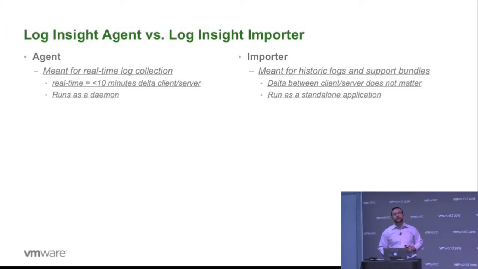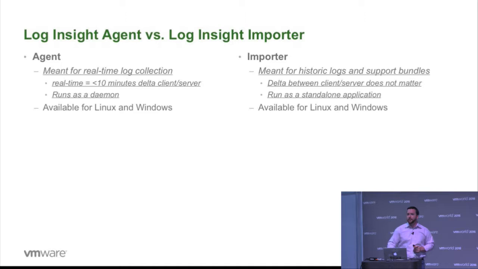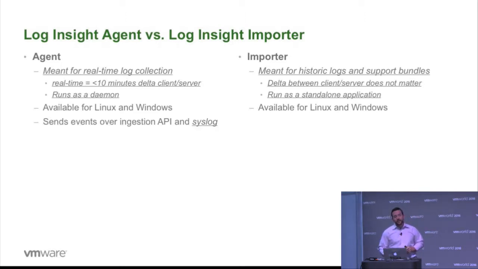One use case I've seen is that people collect logs and write them to a file every hour. They only do it once an hour, so they don't want to use the agent because it's no longer real time. The importer would be a good use case for that. The agent is available for Linux and Windows. Guess what? The importer is available for Linux and Windows, so there's no delta there. We can send events over the ingestion API as well as syslog for the agent. So we do support third-party syslog providers. The importer is just the ingestion API today, so the importer is meant for Log Insight.